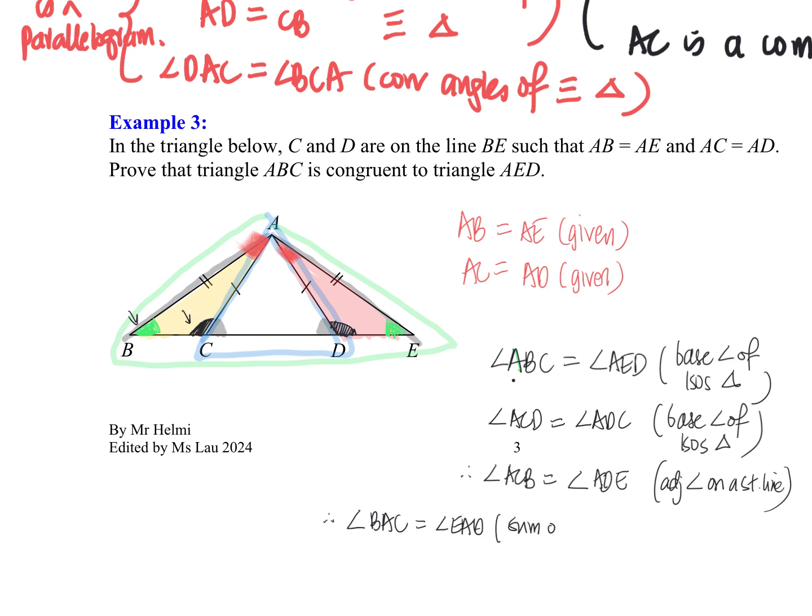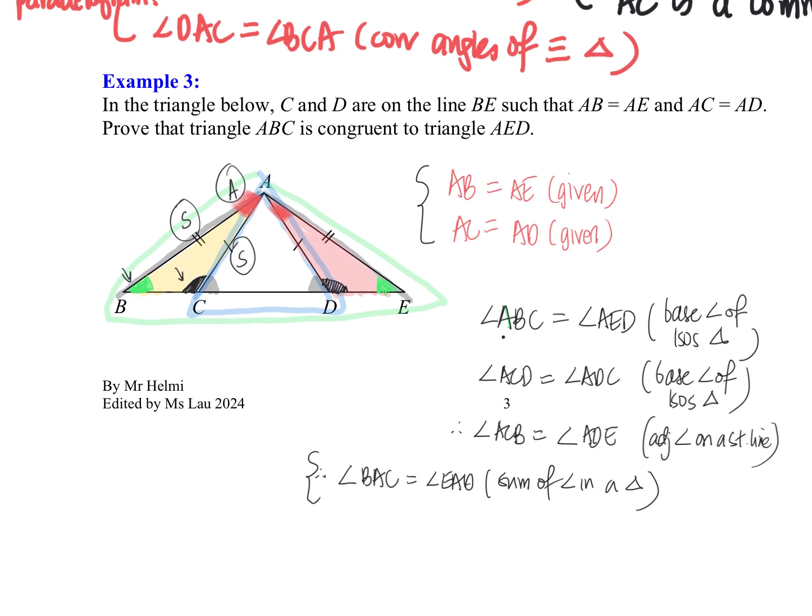sum of angles in a triangle. So the crucial ones are these two and this one because it gives me a SAS test. So by SAS test, triangle ABC is congruent to triangle AED.